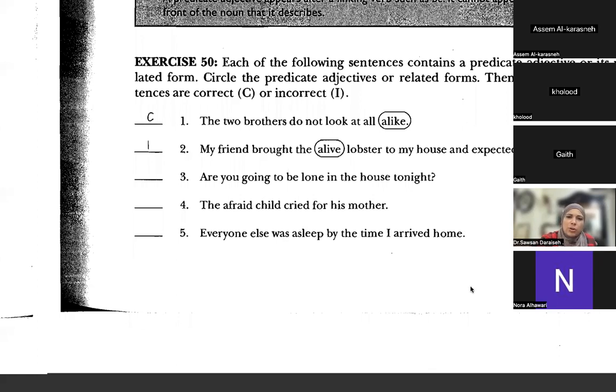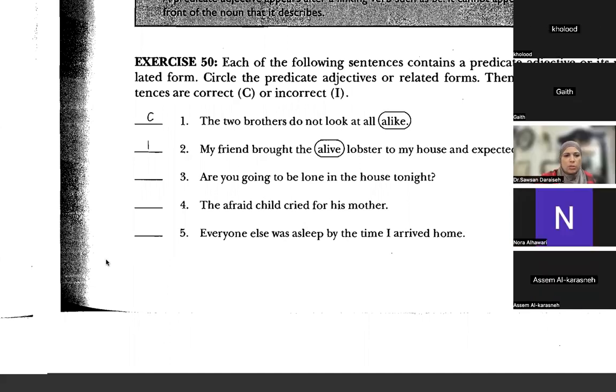If this is going to be used as a replacement, I think we said it's used before the noun, not after. Are you going to be alone? Yes, the proper one is to say alone after the verb and not lone, in the house tonight. Yes, thank you so much, Dr. Asim. Because as a predicate, we want to use the predicate adjectives, okay? Thank you so much.